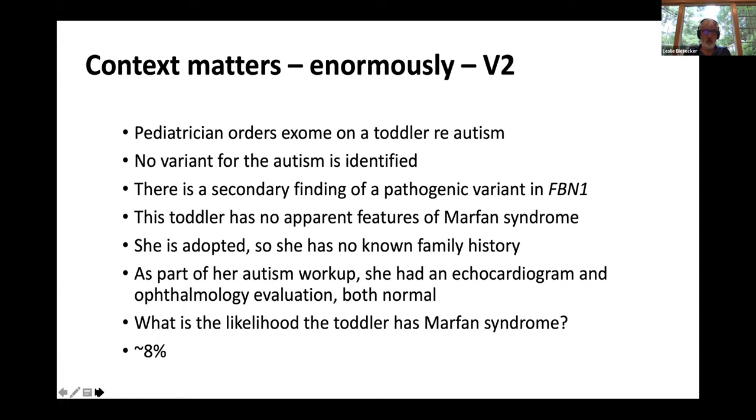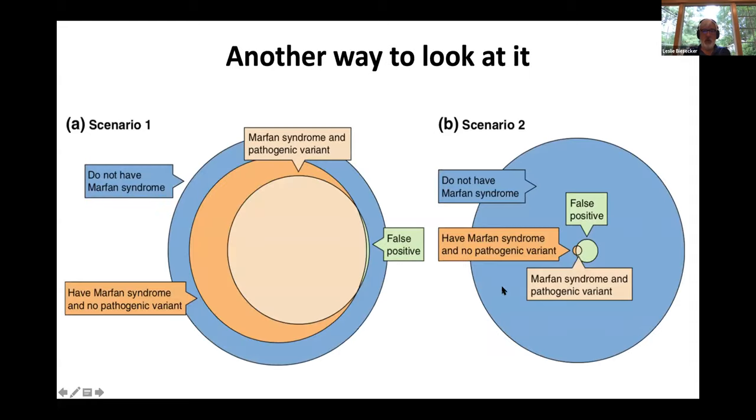And why are those two contexts so different? Another way to look at it is that in scenario 1, there was a 75% likelihood that the patient had the disease. And so the behavior of that variant, which is 99% likely to be pathogenic, is going to be yielding mostly true positives and a few false positives.